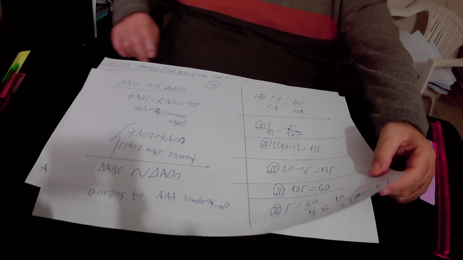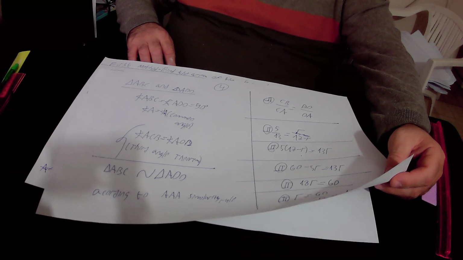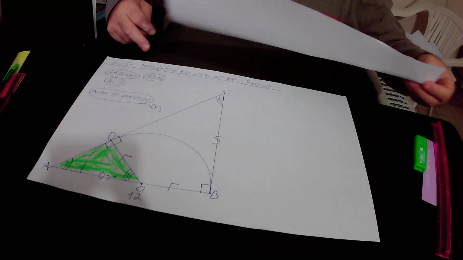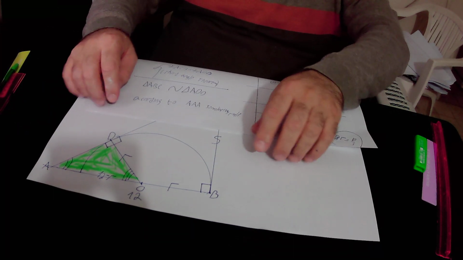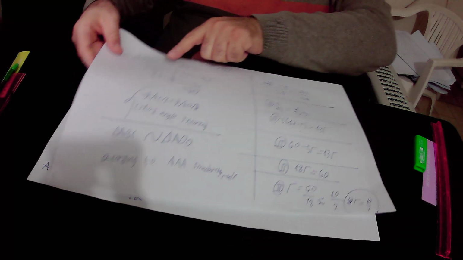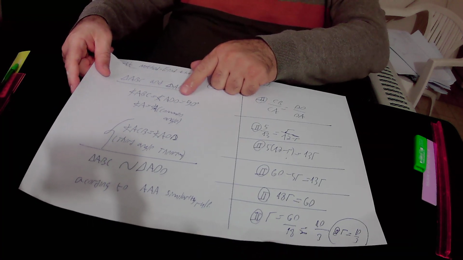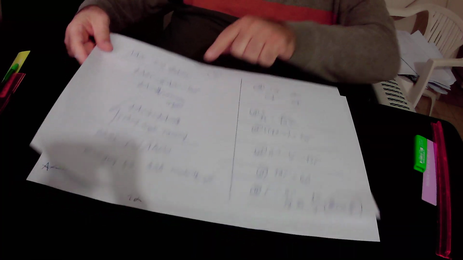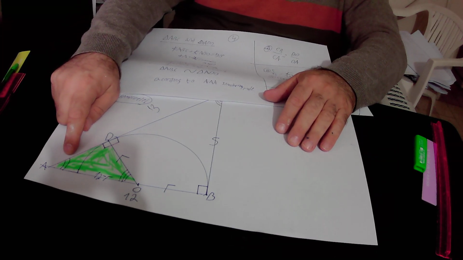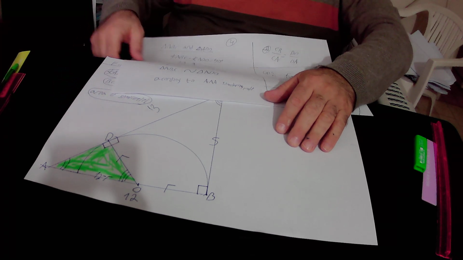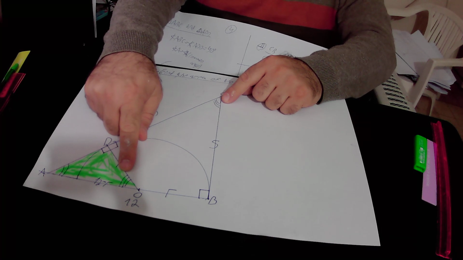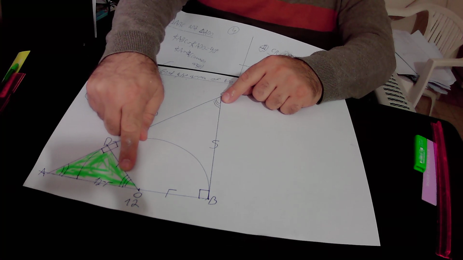Then we proved that the triangle ABC is similar to the green triangle ADO. Why are they similar to each other? Because those two angles are equal to each other, they are both right angles. So angle ABC of triangle ABC equals angle ADO of the green triangle, and they are both equal to 90 degrees. Angle A is a common angle, it belongs to both triangles. And those two angles are equal to each other according to the third angle theorem. And what is the third angle theorem?